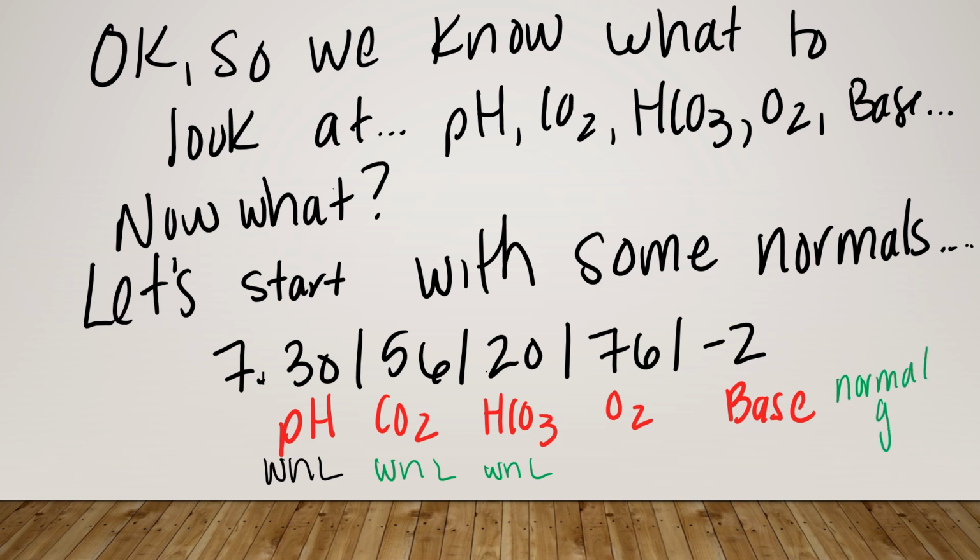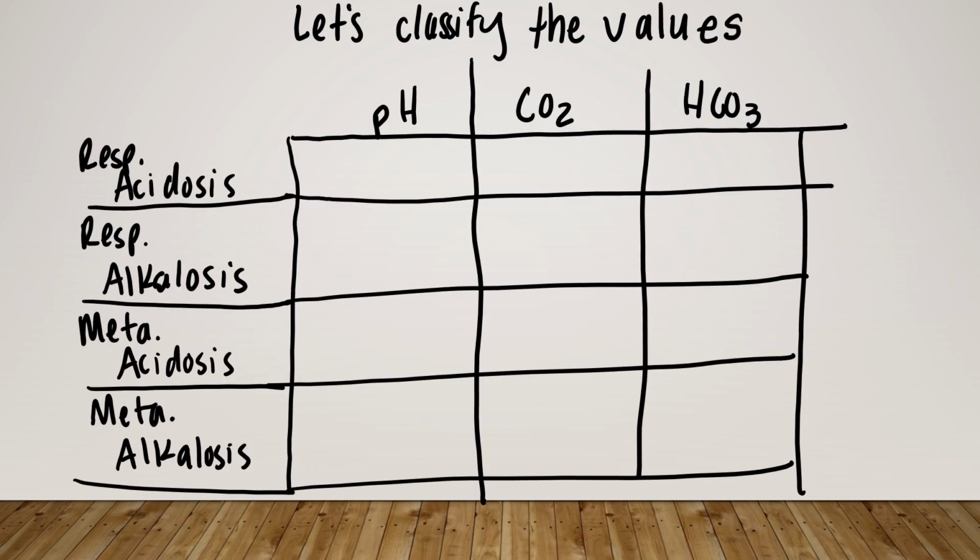Are there things that we need to be watching? Yes, both the pH and the CO2 are borderline. This would depend on what your baby's story is. So let's go through and define what each value tells us. If we want to know if our baby has respiratory acidosis, we would look at our pH being low, our CO2 being high, and our bicarb being within normal limits.